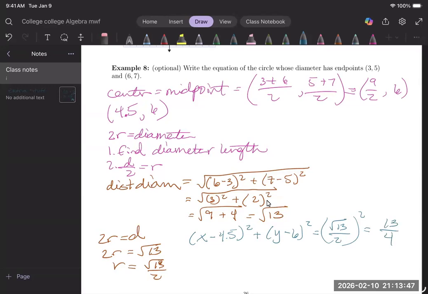Because it's radius squared, or that's just 13 over 4. Ta-da! That's the hardest one. It's also optional. So if that tells you anything, but we had the time, why not? Or skip through.